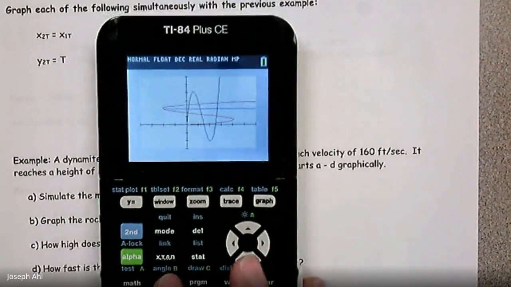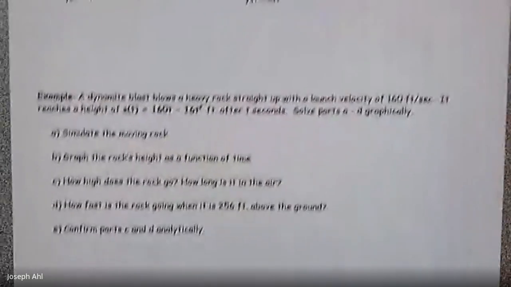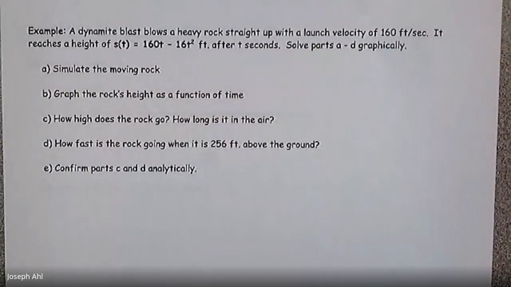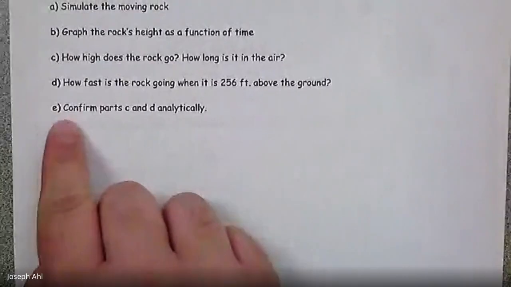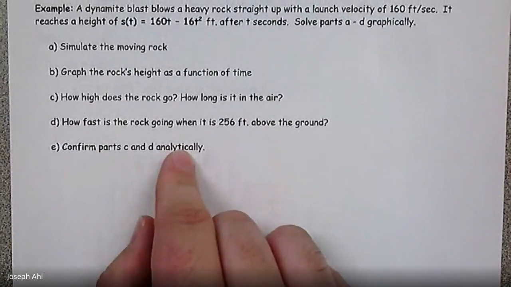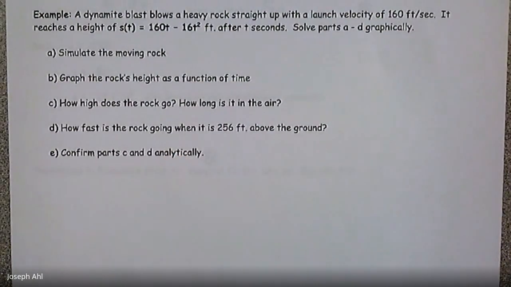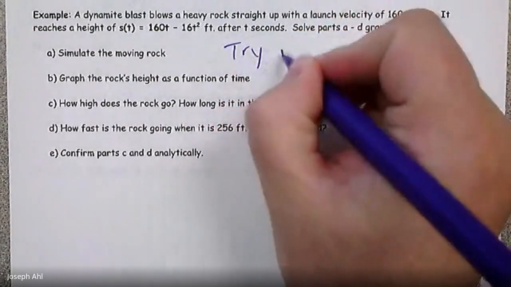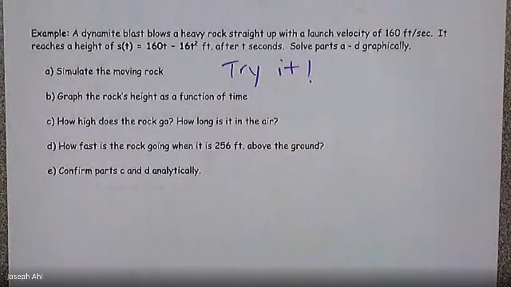Okay. All right, so here's an example that I think would be nice to try. Dynamite blast blows a heavy rock straight up with a launch velocity of 160 feet per second. It reaches a height s of t equal to 160t minus 16t squared feet after t seconds. So it says solve parts A and B graphically, and then after that you can confirm with parts C and D analytically. So here's what I'll say. You know what? Go ahead and try this one. And I think this will be worth our time to go over in class tomorrow.